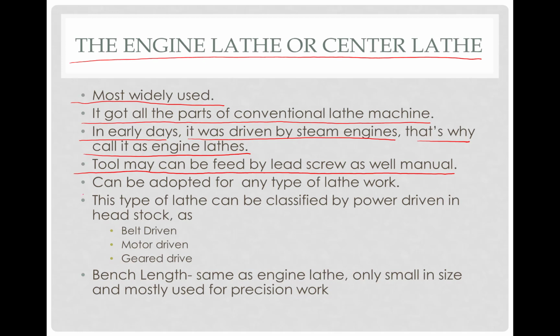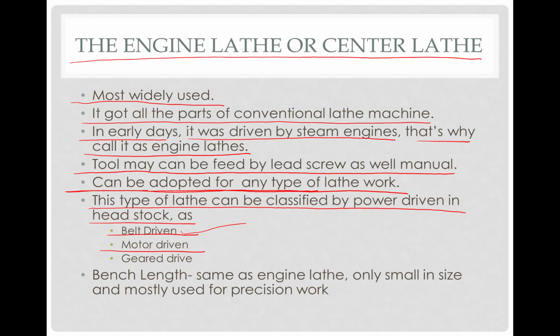I'm just telling you the example. It can be adopted for any type of lathe work, because with different types of attachments, you can adopt this lathe for any type of work. This type of lathe can be classified by power drive in the headstock. If it is belt driven or pulley driven, it comes under the belt driven lathe. If it is motor driven in the headstock, then we can call it a motor driven lathe. If it is geared drive, then we call it a geared drive lathe.